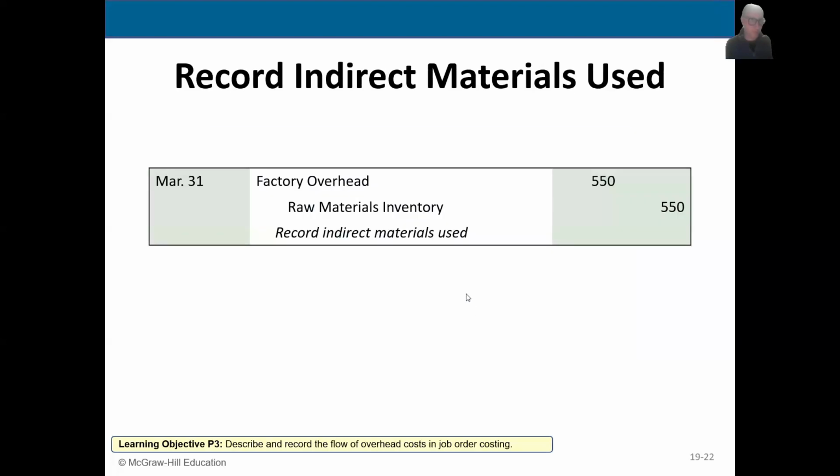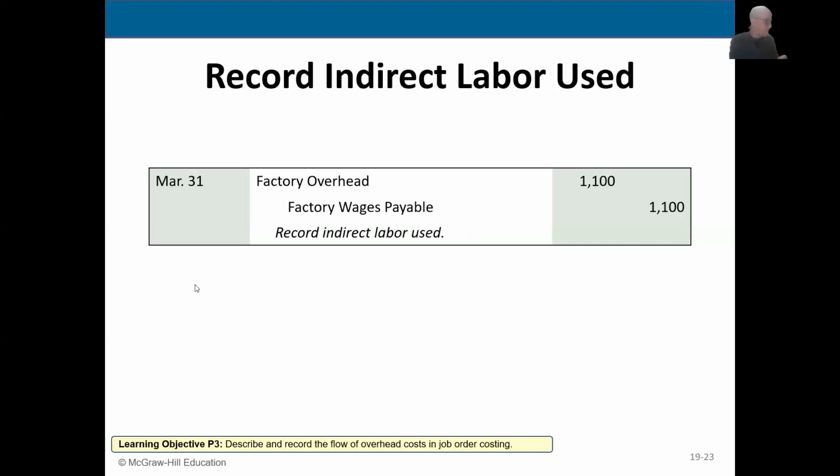So I'm going to show you what this looks like. Here are the actual results. I actually used $550 worth of indirect materials. So I debit factory overhead $550, credit raw materials inventory $550. That's to adjust for the raw materials, you see? When it came to the labor, I actually incurred $1,100 worth of indirect labor. So I debit factory overhead $1,100, credit factory wages payable $1,100.